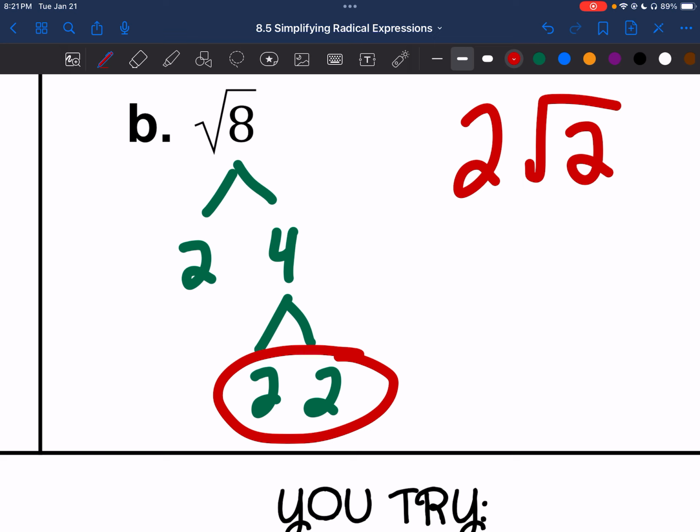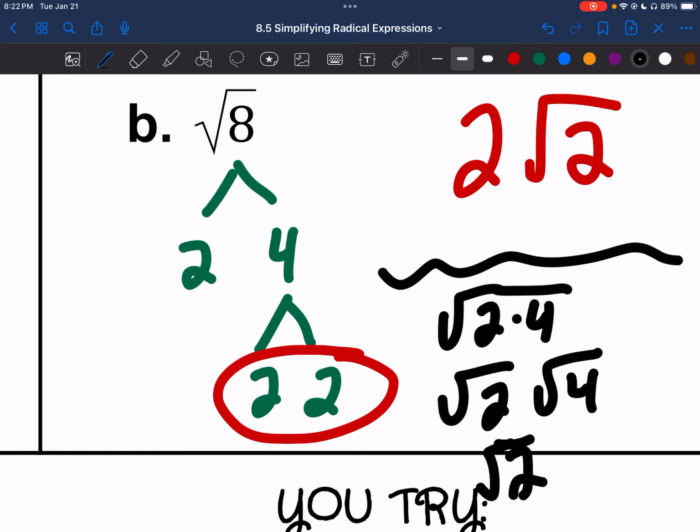If we separate this out into its factors, you could say this is the square root of 2 times 4 under one radical, which separates into the square root of 2 times the square root of 4, and that would be square root of 2 times 2 on the outside. So you can get to it multiple ways here, but that's the thinking that we're seeing here. When we split this into our factors, we're looking for what are my perfect squares.